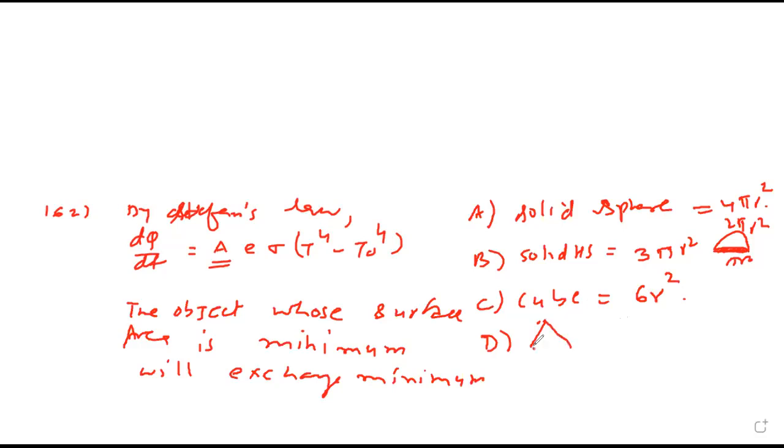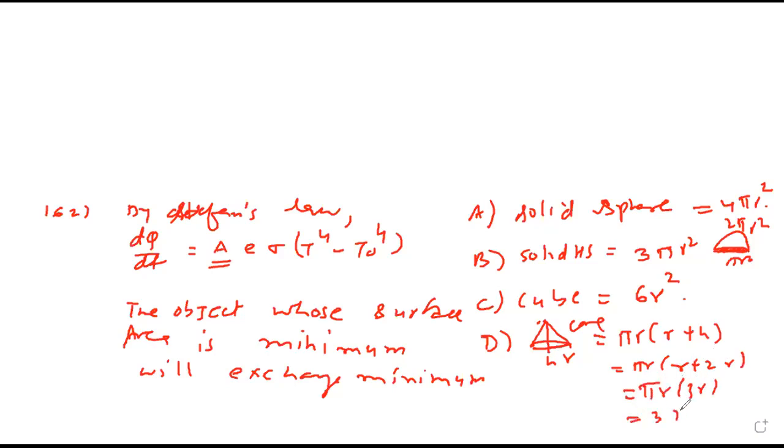Yes, sir. This is a cone whose height is h, radius r, such that h is 2r. So the cone surface area is pi r into (r plus h), which is pi r into (r plus 2r), that is pi r into 3r, equals 3 pi r square. Now you only tell me which will be minimum out of these 4.